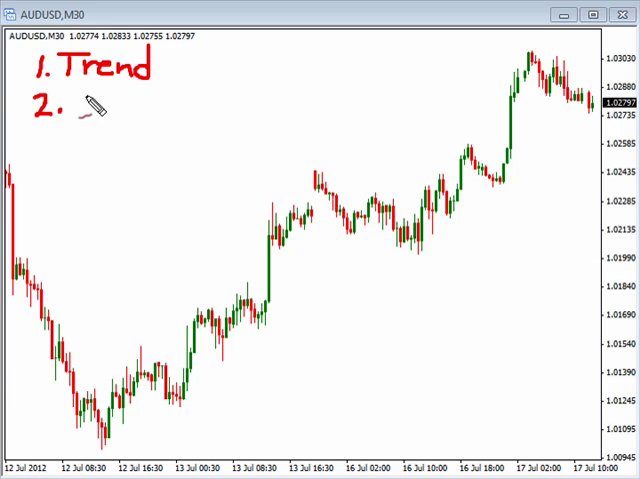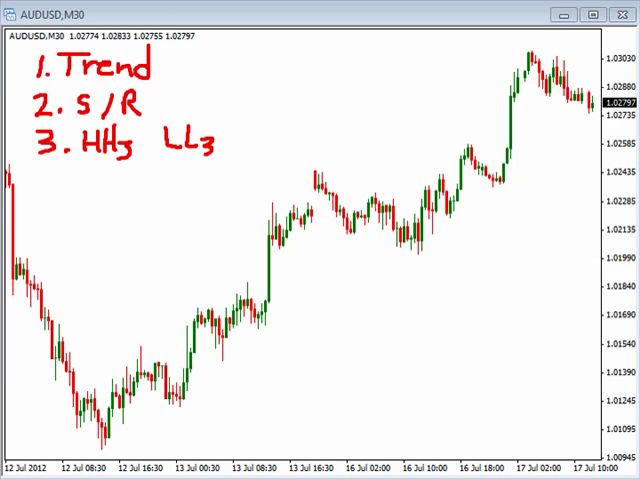Second thing is we want to look for support, resistance lines, levels that can tell us where there may be a bounce. And then we look for the entry by identifying the highest high of the last three, or the lowest low of the last three, depending upon if it's in an uptrend or downtrend.